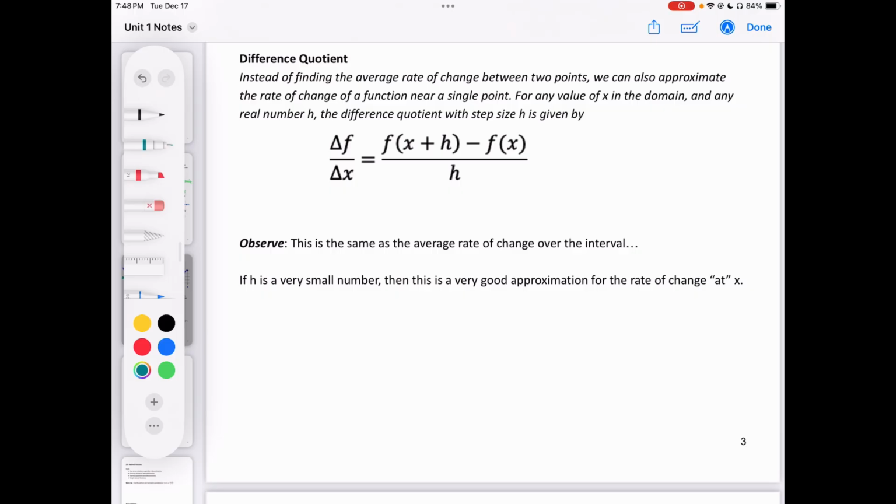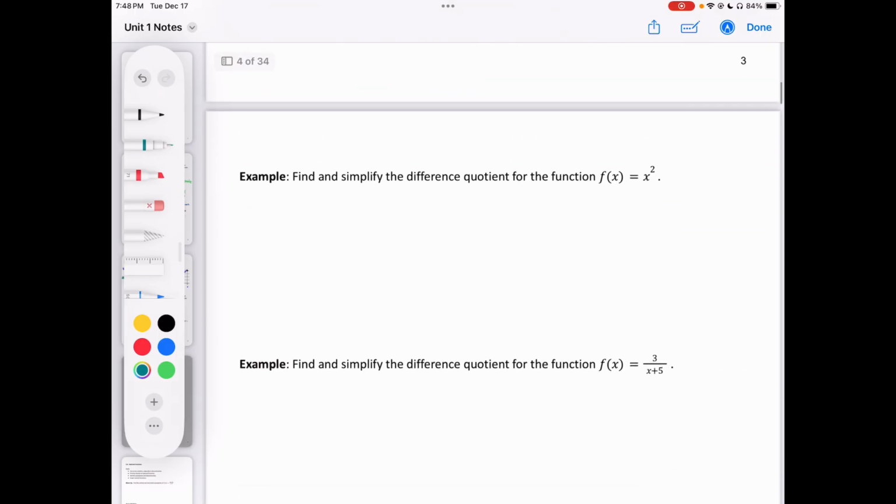When h is small, it's a good approximation for the rate of change, and you'll see this a lot in calculus, and so it's worth getting really comfortable with here in this class. Okay, so let's just jump right in and do this first problem. Simplify and find the difference quotient for x squared.